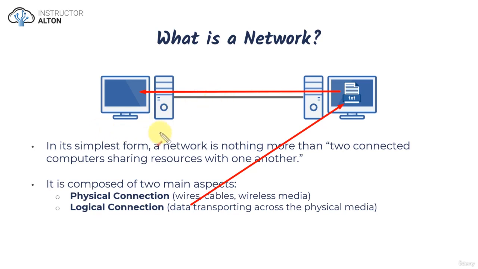So when we're talking about a network, we have a physical component, we have a logical component, and in its most basic form, a computer network really is nothing more than what's depicted here. Two computers connected together with a cable so they can share resources back and forth.